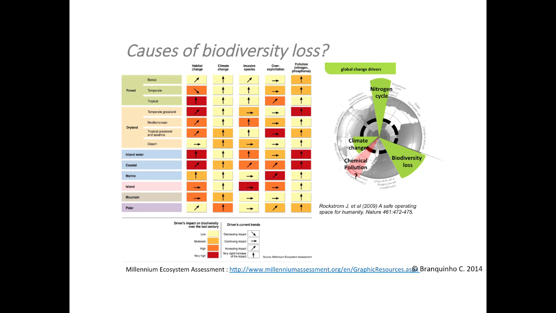If you go just to Mediterranean areas, where we've been here, habitat change had big importance in the past, not so much in the future. Climate change was not important in the past, but will be important in the future. Invasive species were important in the past and will be in the future. Overexploitation, collection, so for example killing animals, was important in the past but not anymore in the future. But pollution from nitrogen and phosphorus will be very important. This is the Millennium Ecosystem Assessment, saying the past threats and the future threats to biodiversity.